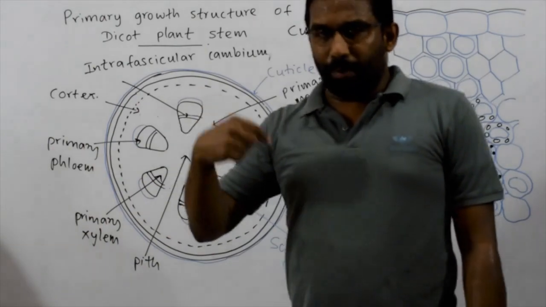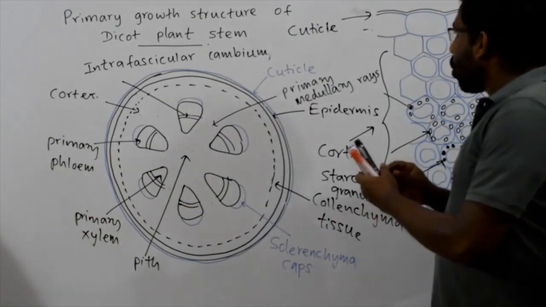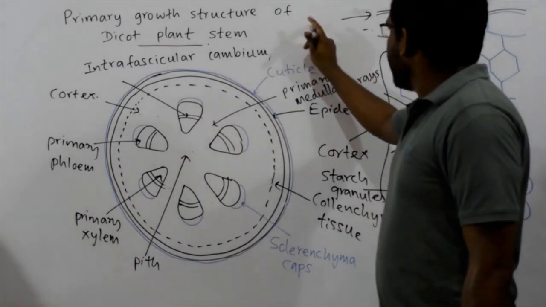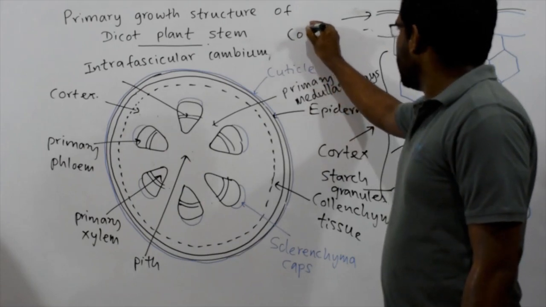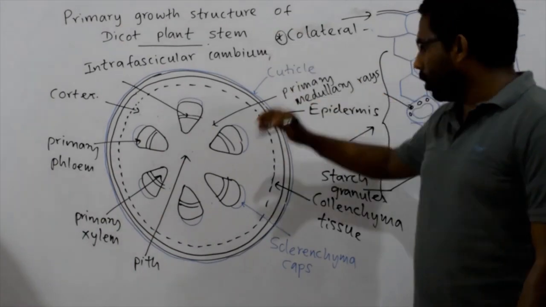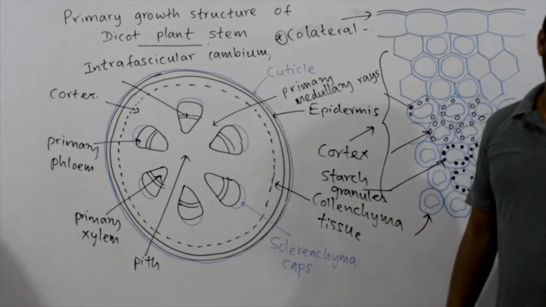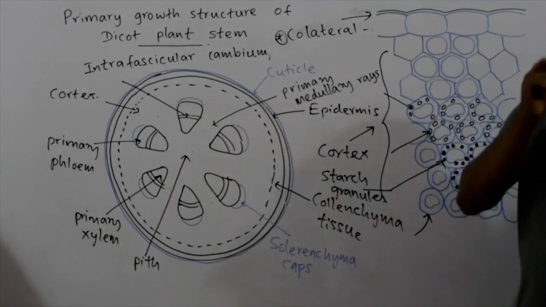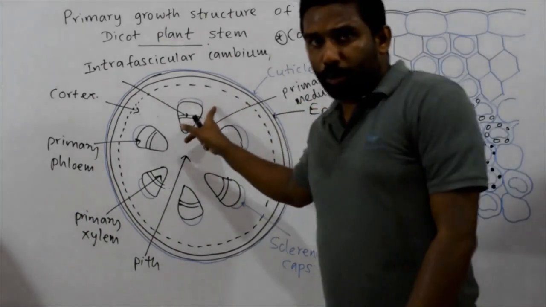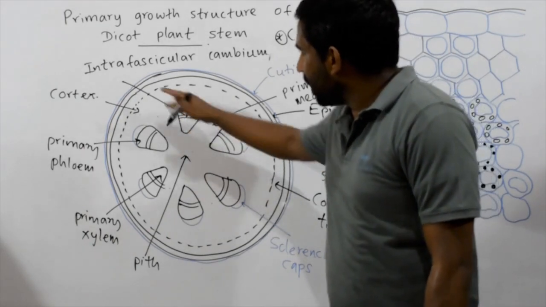Since primary xylem and primary phloem both are arranged parallelly in the same vascular bundle, such a vascular bundle is known as collateral vascular bundle. Here I will write the name collateral. Again, what is collateral? Collateral means both primary xylem and primary phloem are arranged parallelly within the same vascular bundle. Then it is known as collateral vascular bundle. Remember that.